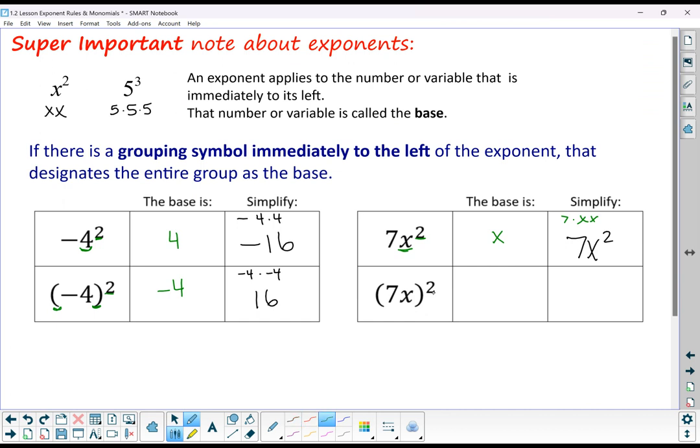But on this one below, you can see that the thing to the left of the 2 is that grouping symbol. And that means this whole group is the base. And so when I have a 7x that's grouped with the power of 2, that means it's a 7x multiplied by another 7x, which is a 49x squared. So again, I have a different result in those two cases because they are different things.